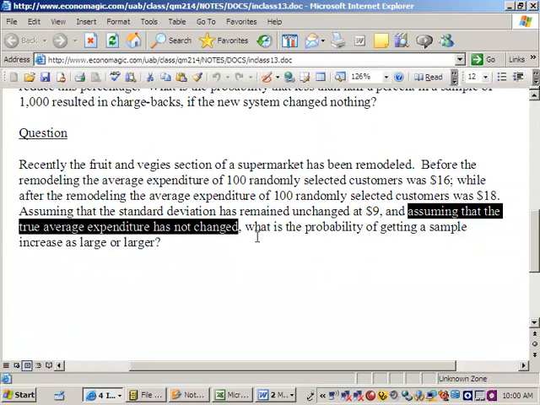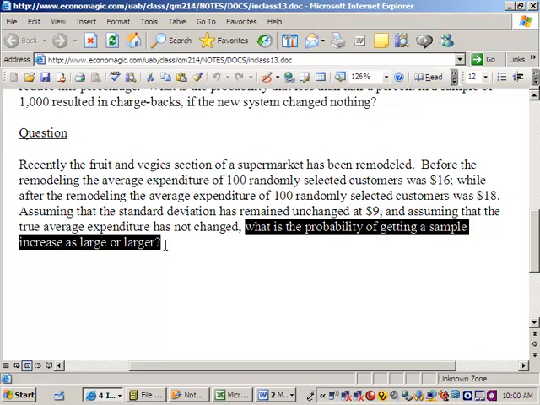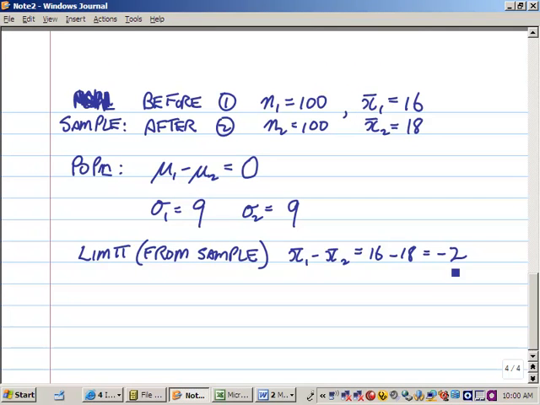So the question is, what's the probability of getting a sample increase this large or larger? And this minus 2, which is going to disturb a few people, is the sample increase. Remember, it went from $16 before to $18, so the negative 2 is an increase. If the increase is going to be larger, say from 16 to 19, it will be negative 3.